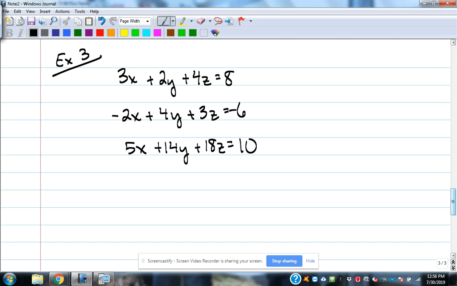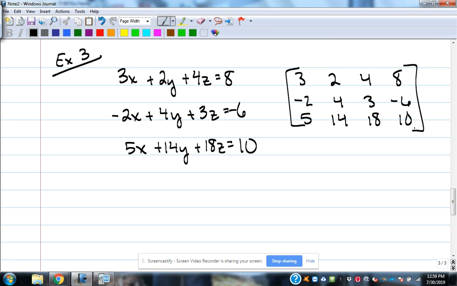So another 3 variable system, 3 rows, 4 columns, x, y, and z. Make sure that they're in order, x, y, z, x, y, z, on all equations before you start. If they're not, you need to rearrange. So we have 3, 2, 4, 8, -2, 4, 3, -6, 5, 14, 18, 10. All right, so we're going to enter that matrix into our calculator and see what kind of solutions we get there. All right, we could have one solution, infinitely many solutions, or no solutions that could happen.